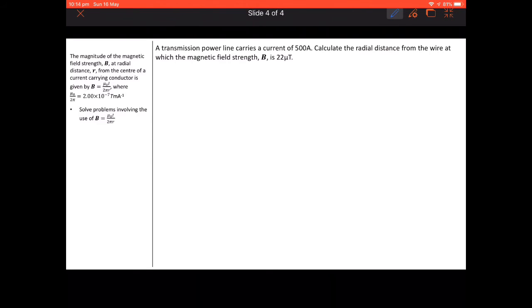Another example question, you've got a transmission power line which carries a current of 500 amps. Calculate the radial distance from the wire at which the magnetic field strength is 22 microteslas. Micro is 10 to the negative 6, so we've got 10 to the negative 6 Tesla. So sometimes it can be handy to do your conversion straight away, just so you're not accidentally forgetting and then losing marks just for something as simple as that. But whatever works best for you.